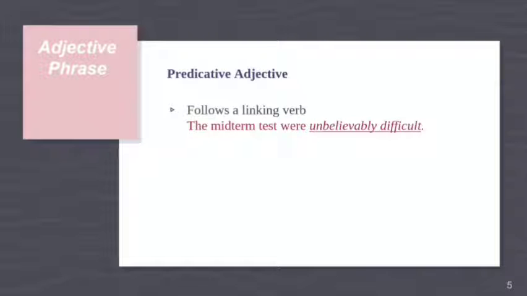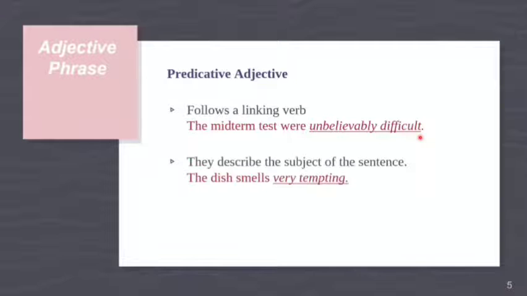The second way is the predicative adjective. It follows a linking verb. Like for this example, the midterm tests were unbelievably difficult. The midterm test is the noun, where is the linking verb, and unbelievably difficult is the predicative adjective. They describe the subject of the sentence.